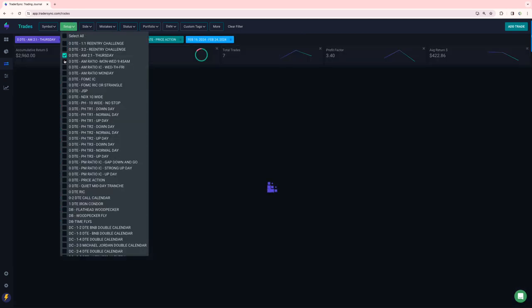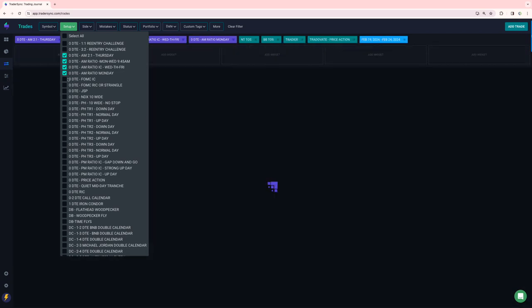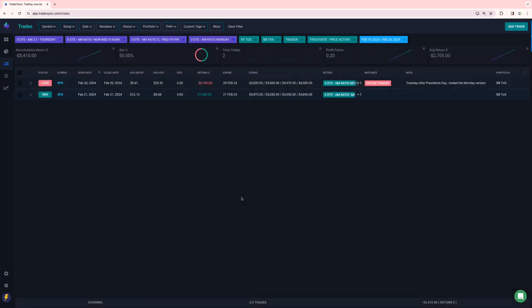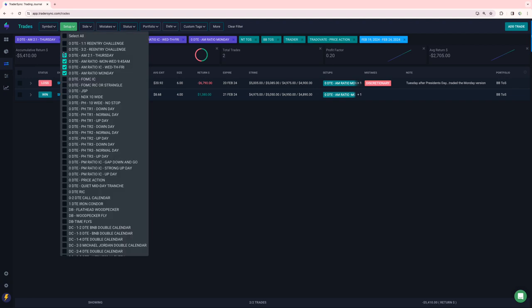On my AM trades, had 2 of those. One was discretionary, and this was basically my Monday trade, but I did it on Tuesday because of President's Day. So I was treating Tuesday like Monday, and that didn't work out well. Minus 6,700 on that one. And then I had a Thursday trade that was good for 1380. No, I'm sorry, that was Wednesday. Anyway, 5,400 loss on my AM trades.